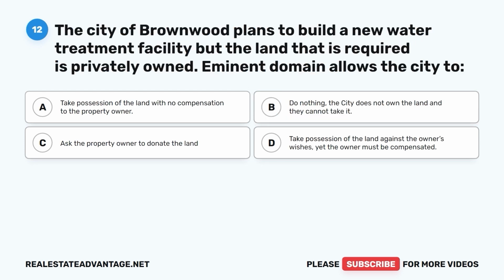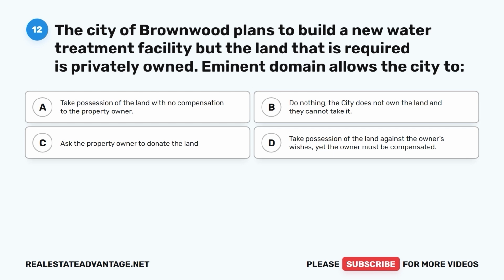Question 12. The city of Brownwood plans to build a new water treatment facility, but the land that is required is privately owned. Eminent domain allows the city to A. Take possession of the land with no compensation to the property owner. B. Do nothing. The city does not own the land and they cannot take it. C. Ask the property owner to donate the land. D. Take possession of the land against the owner's wishes, yet the owner must be compensated.